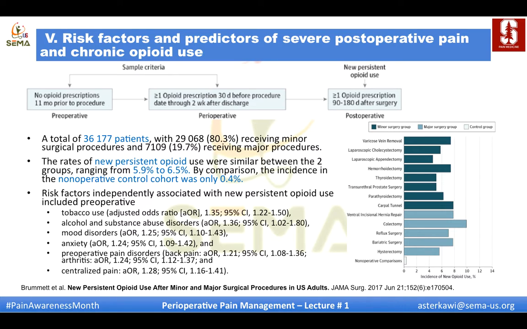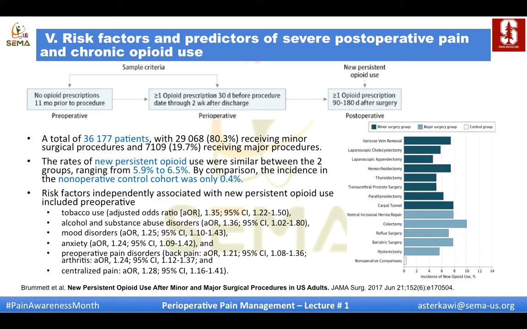So they found that the rate of new persistent opioid use was similar between the two groups, interestingly, and on average you have about 6%. So 6% of all your patients may end up using opioid for the long term. This is not an easy number. So if you are giving anesthesia or doing surgery for 100 patients each month, then 6 of them will be using opioid for more than 3 months or more than 6 months, compared to those who did not have a surgery, which is 0.4. So surgery per se is a very important factor to trigger opioid dependence.